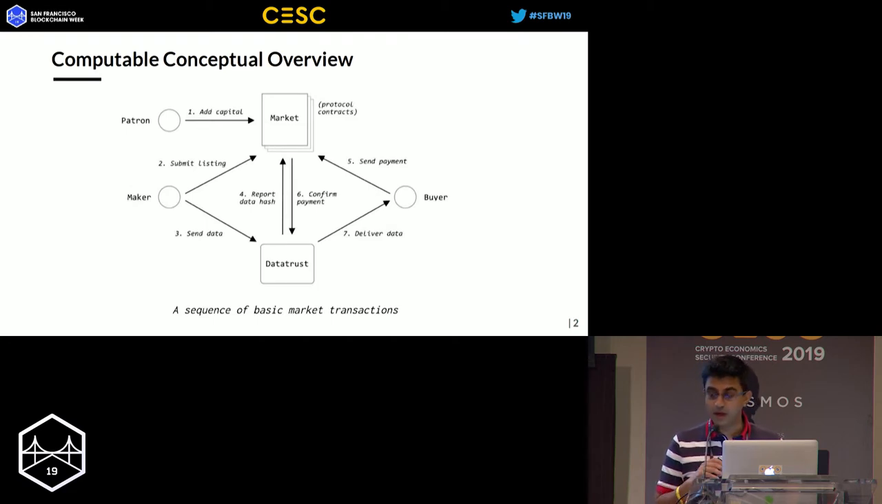The next step is I have to stream the actual data that I've gathered into the data trust, which then reports that this data has been received to the on-chain contracts, step four. Then step five, say a self-driving car company takes a look at this data set and says, that's interesting, I want to buy it. They send a payment on-chain, which then, step six, authorizes the delivery of the data, which then finally in step seven goes out to the buyer.